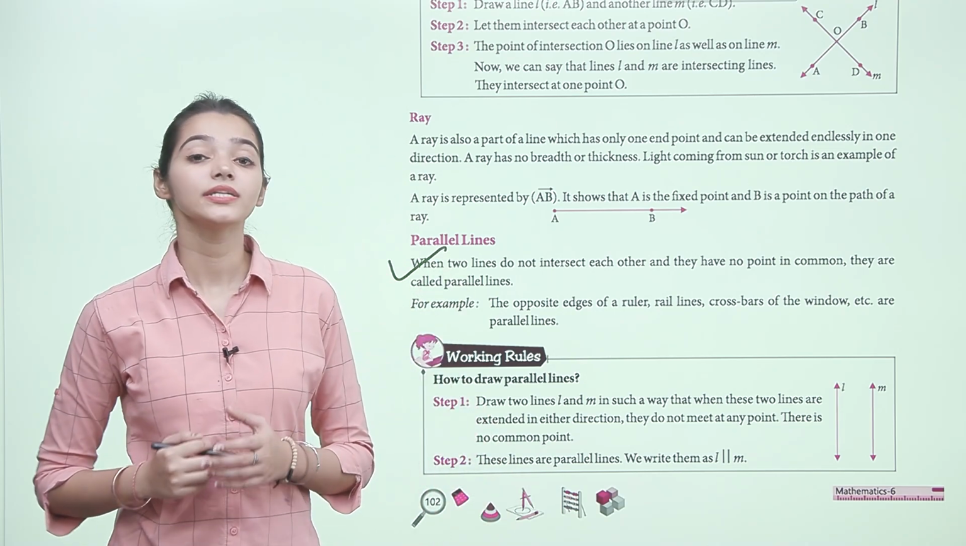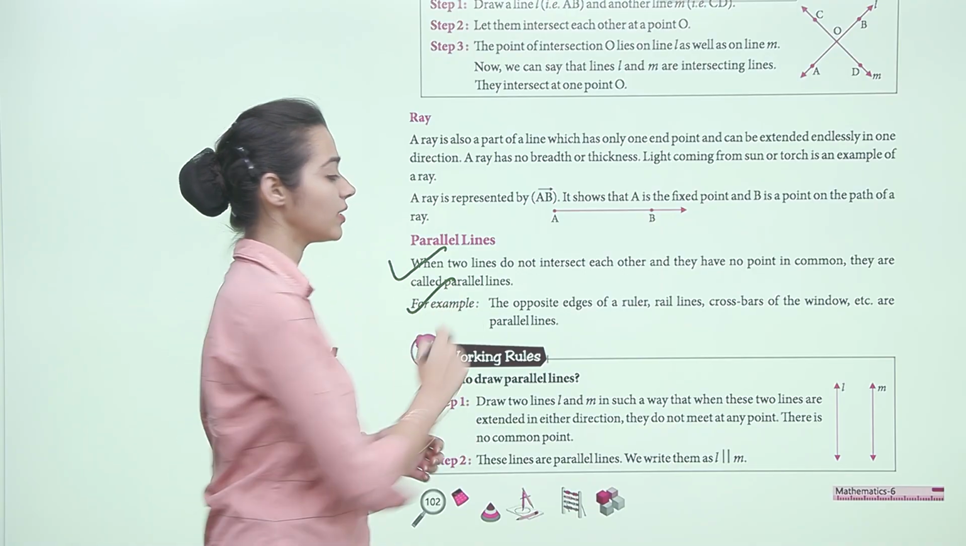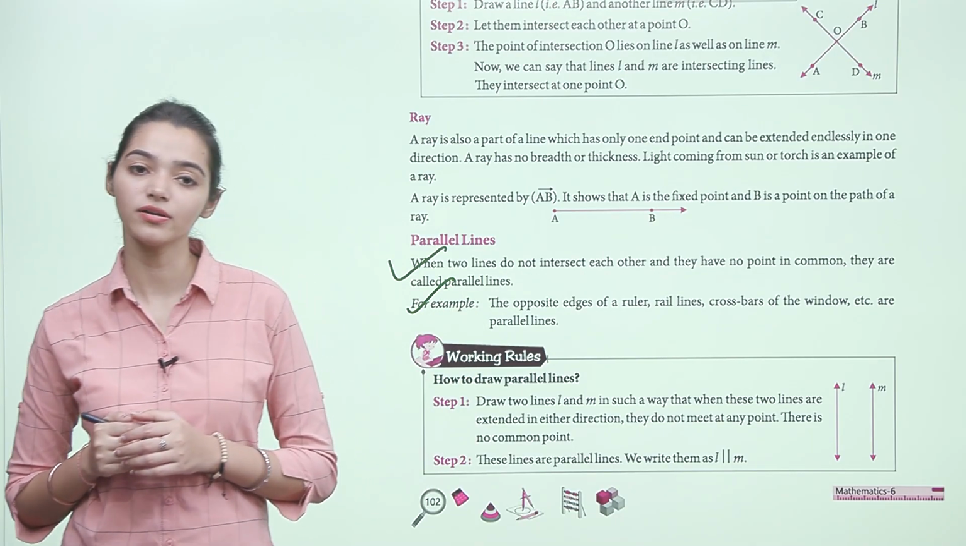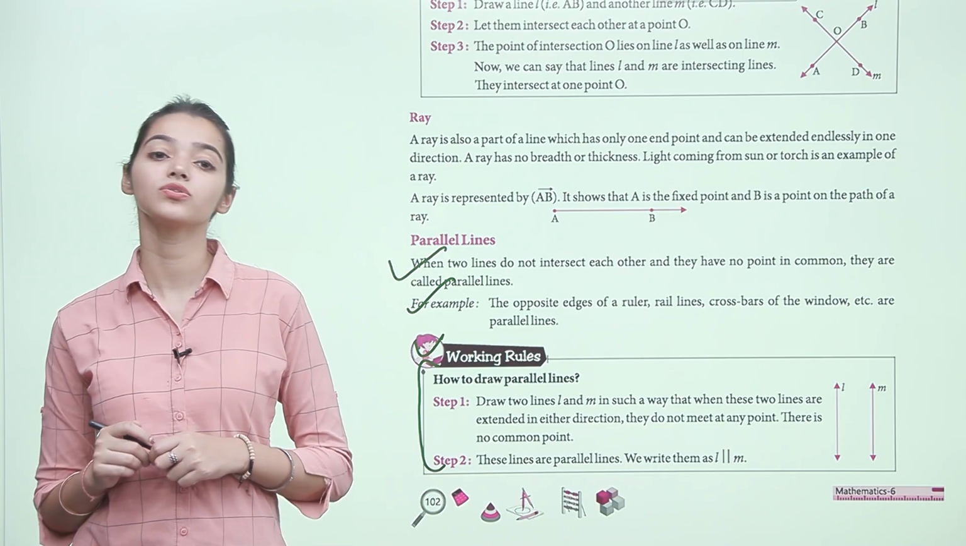When two lines do not intersect each other and they have no point in common, they are called parallel lines. For example, the opposite edges of a ruler, rail lines, crossbars of a window, etc. are parallel lines. Here are the working rules for how to draw parallel lines.